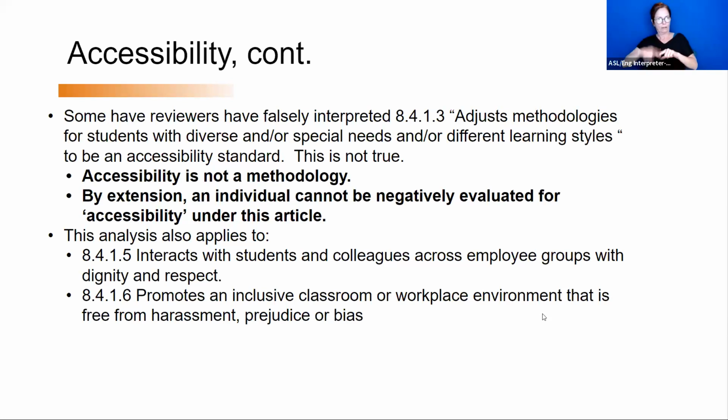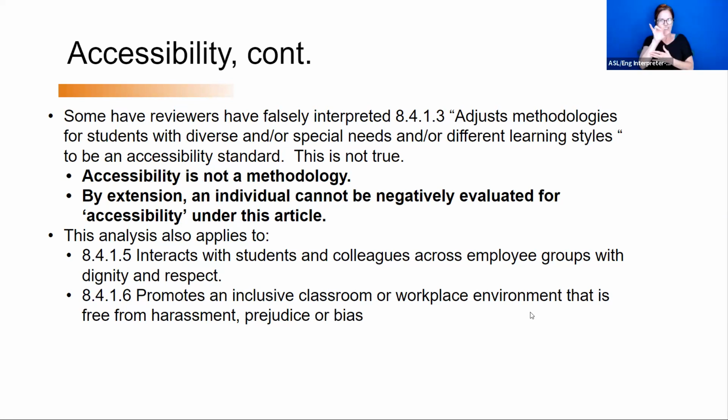The reason we mention this is that some reviewers have falsely interpreted 8.4.13 of the contract, which reads "adjusts methodologies for students with diverse and/or special needs and/or different learning styles," to be an accessibility standard. This is just not true. This is not what that standard is for. Accessibility is not a methodology, but by extension, an individual cannot be negatively evaluated for accessibility under this article.